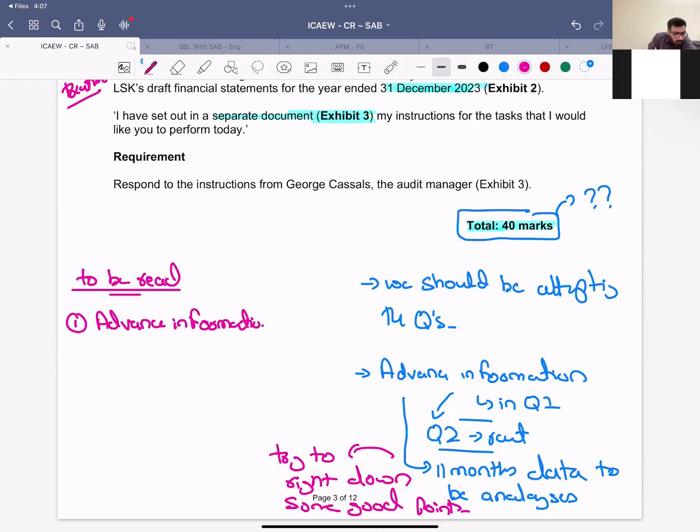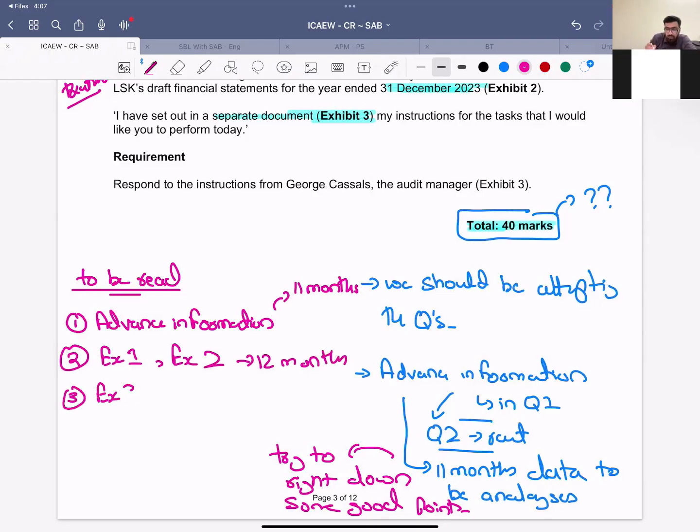Then we have Exhibit 1, Exhibit 2. Then we have to see in the advanced information, we have 11 months software data, right? And then we have 12 months data, right? And then in Exhibit 3, there are requirements, right?